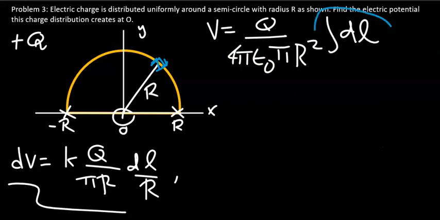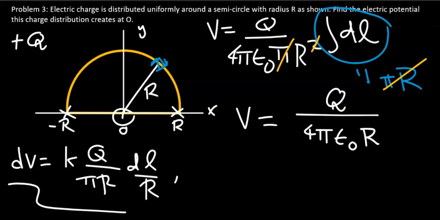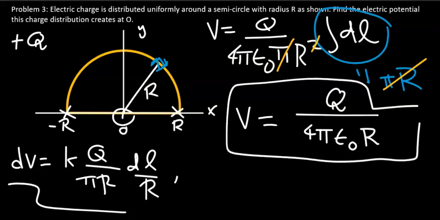We note that the integral of dl is quite simply the length of that semicircular ring, which is just pi times the radius of that semicircular ring. So this will cancel this pi and one of the r's, which will result in the final answer as follows: V equals q over 4 pi epsilon naught r. So this is the potential created by this entire semicircular ring at the origin. And that solves this problem.